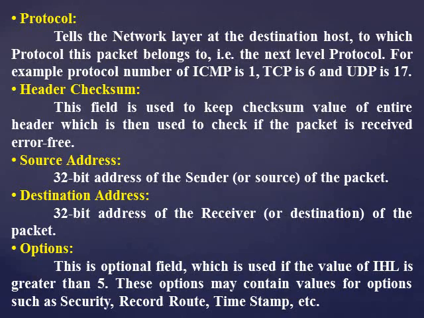Now the next field is protocol. It tells the network layer at the destination host which protocol this packet belongs to. That is the next level of protocol. For example, the protocol number of ICMP, that is Internet Control Message Protocol, is 1, whereas TCP, that is Transmission Control Protocol, is 6, and UDP, that is User Datagram Protocol, is 17 respectively.